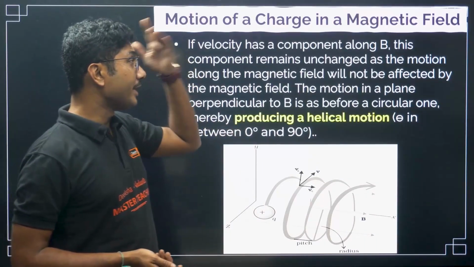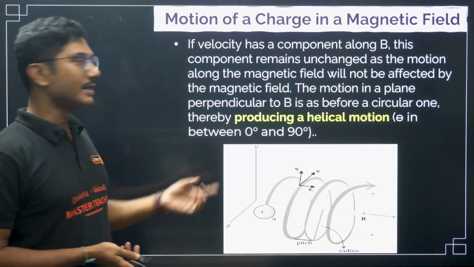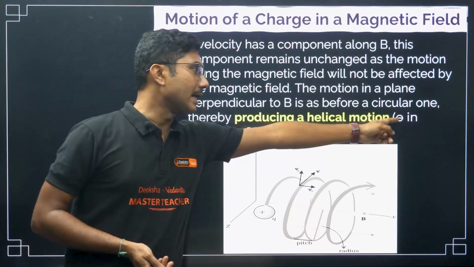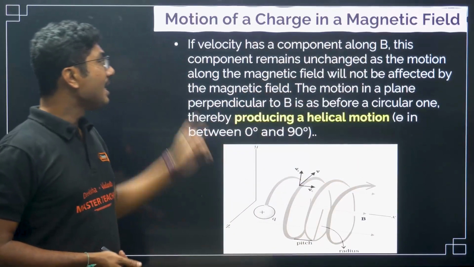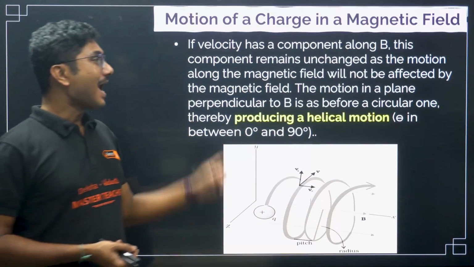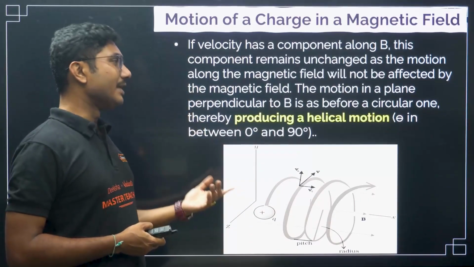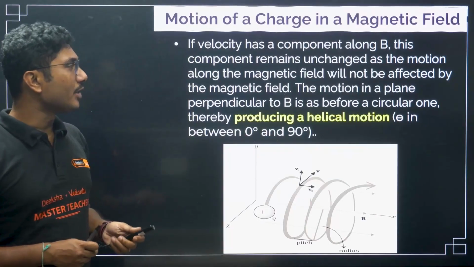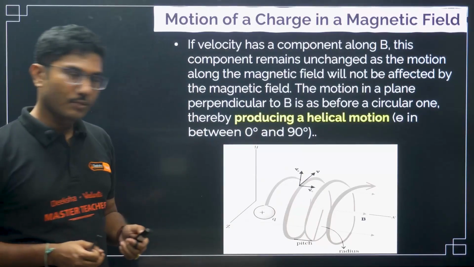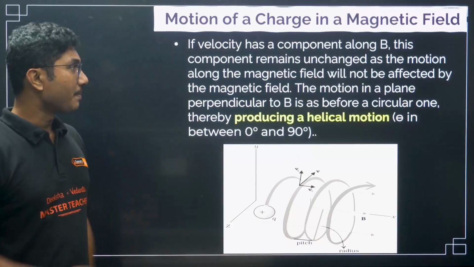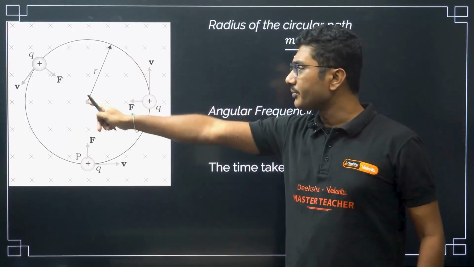If a velocity component is along B, that means the angle theta is not 90 degrees, it is between 0 and 90 degrees. In that case, velocity will have a component along B. This component remains unchanged, as motion along the magnetic field is not affected by the magnetic field. The motion in a plane perpendicular to B is, as before, a circular one, thereby producing a helical motion. Now we are doing a small derivation: the radius of the circular path.